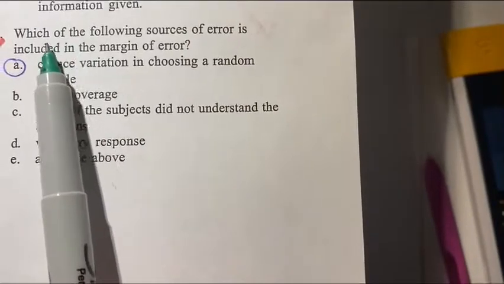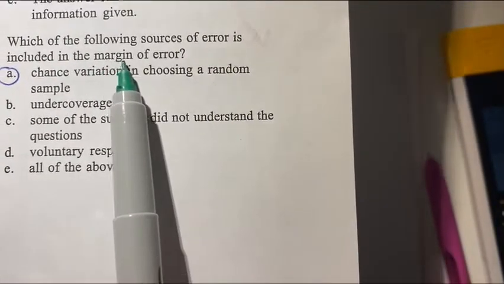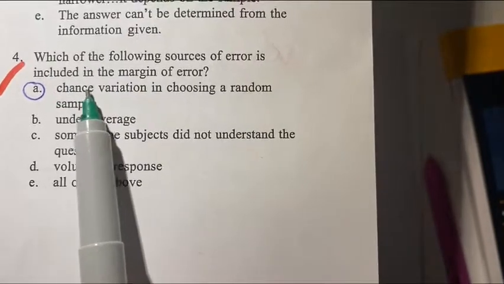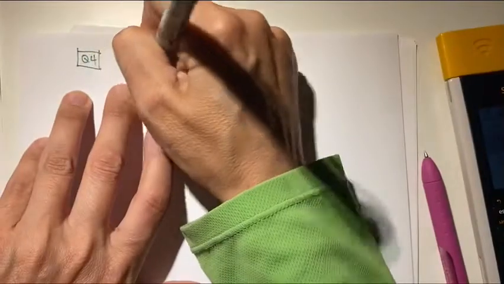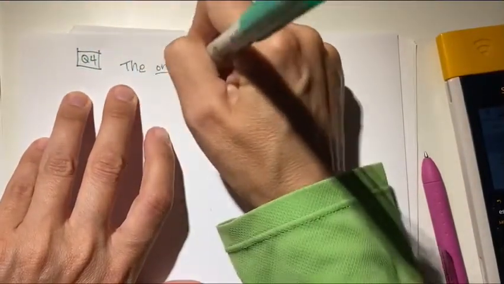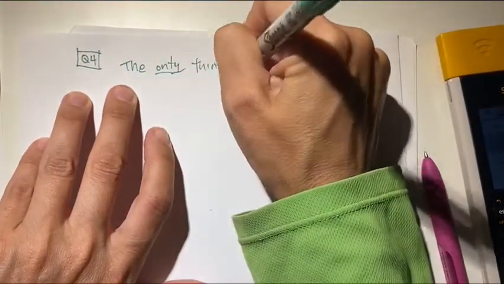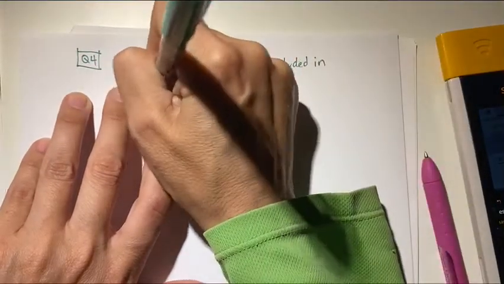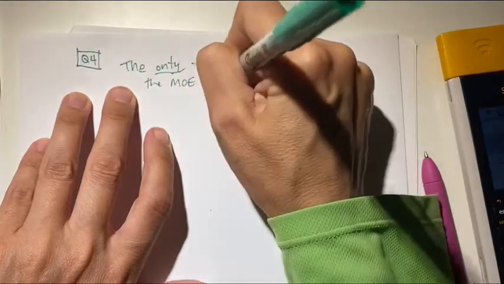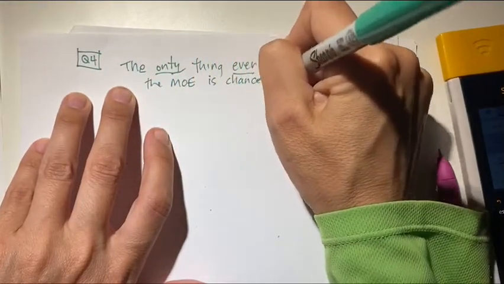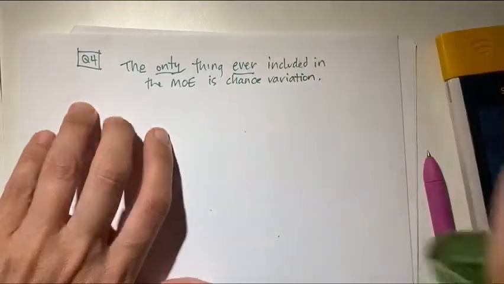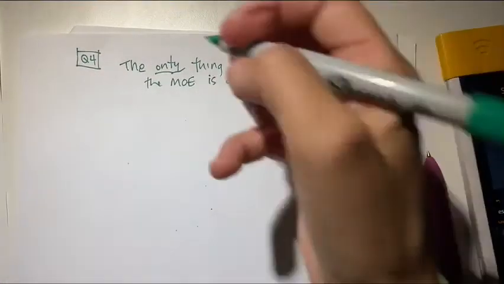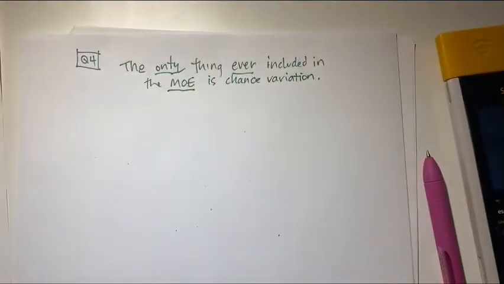We're on question number 4. We talked in the last group, which of the following sources of error is included in the margin of error? The only thing that's ever included in the margin of error is chance variation. Now, are there ways to do other types of errors? Yes, but inside the margin of error, the only error ever included is chance variation.